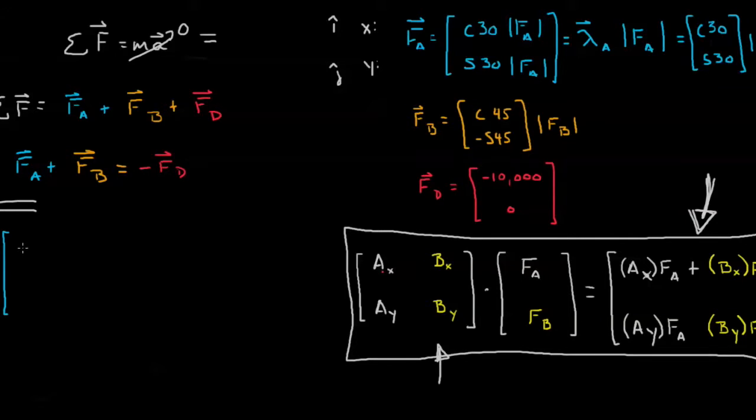We're going to have, for force A, the cosine of 30, sine of 30. Force B, cosine of 45. Remember the sign here. Negative sine of 45. Remember, it's going in the down direction. And that's going to be multiplied by force B. And let's keep those colors. Force A.